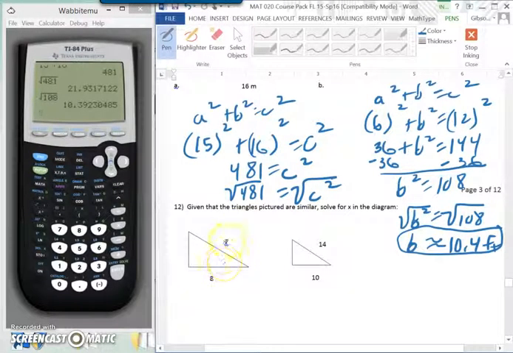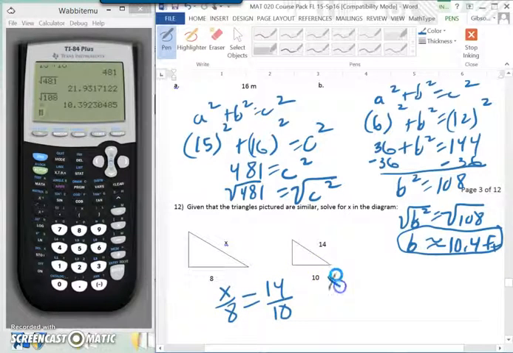Okay, class, picking up where we left off, we were writing this in a proportion. So we would have x over 8 is equal to, since x and 14 have proportional sides, we have 14 on the same level as x, and 8 and 10 are proportional, so they should be on the same level.